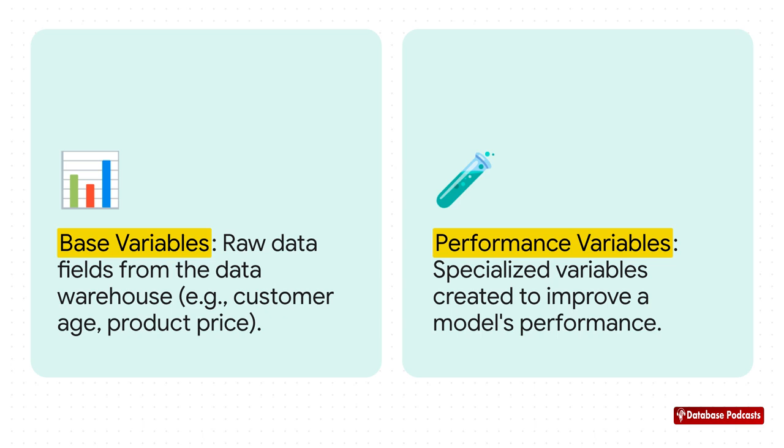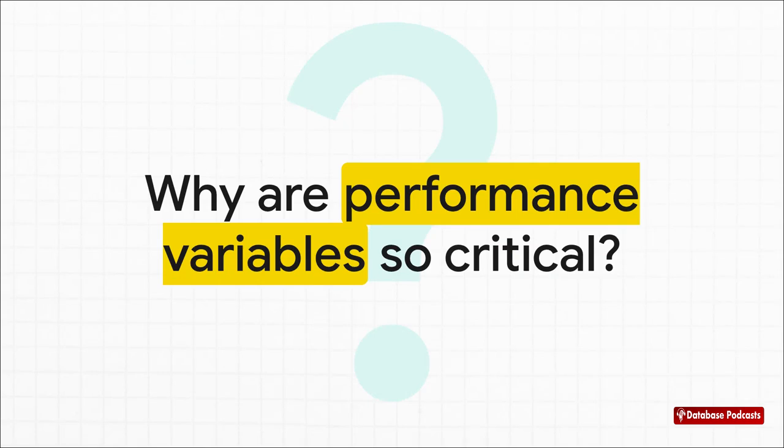See, your standard warehouse is full of what we call base variables. That's the raw data you already have, like a customer's age or a product's price. But to really power a predictive model, you need to engineer what we call performance variables. This is data that's been specifically crafted, aggregated, coded, transformed to help an algorithm spot patterns it would totally miss otherwise.